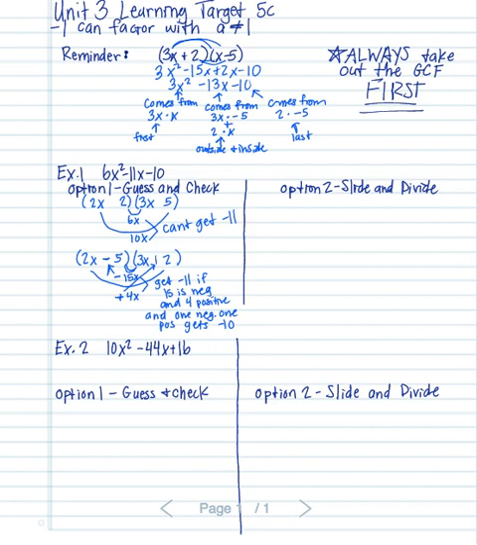So guess and check. You might guess it right the first time. Check it. All good. But guess and check could take you a little bit of time if you don't guess it right the first time. Option 2 is slide and divide, and it's going to work each time, but it is a little bit of a process. So the first thing you do is take the 10 and take the 6 and slide it to the negative 10. Which means that we're going to multiply.